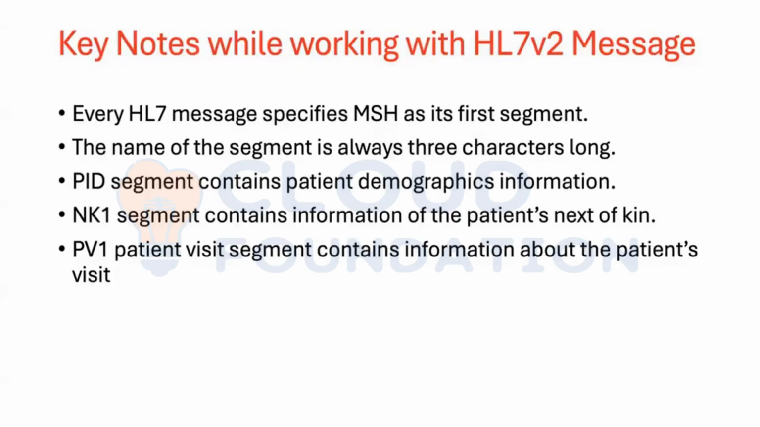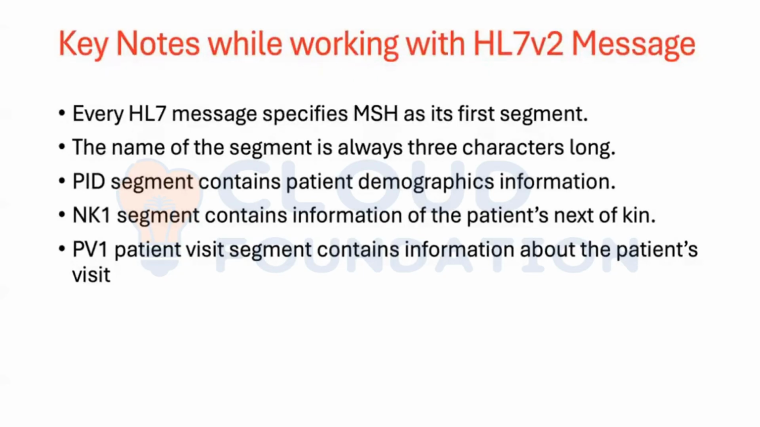Without the MSH header, the first bullet point, what it conveys is that without a message header, the HL7 message will not be treated as an HL7 v2 message. It will be discarded. Getting my point? And the second is the name of a segment is always 3 characters long. Every segment will start with a 3-character name such as MSH, PID, NK1, PV1. Getting my point?